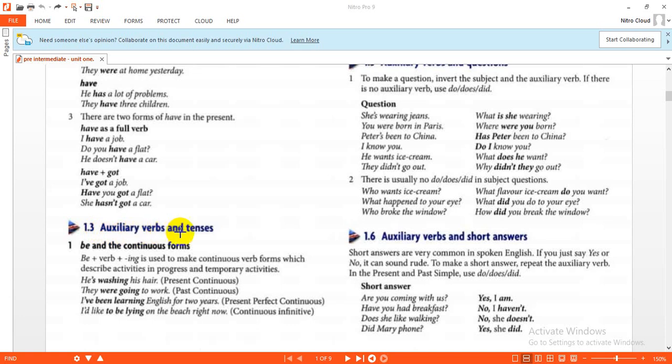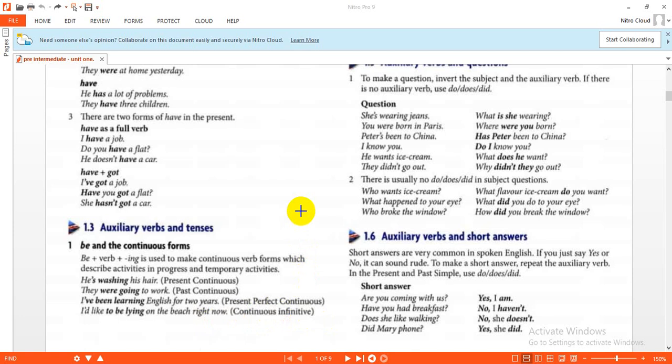1.3 Auxiliary verbs and tenses. Be and the continuous forms. Be plus verb plus ing is used to make continuous verb forms which describe activities in progress and temporary activities. He is washing his hair. Present continuous. They were going to work. Past continuous. I have been learning English for 2 years. Present perfect continuous. I'd like to be lying on the beach right now. Continuous infinitive.